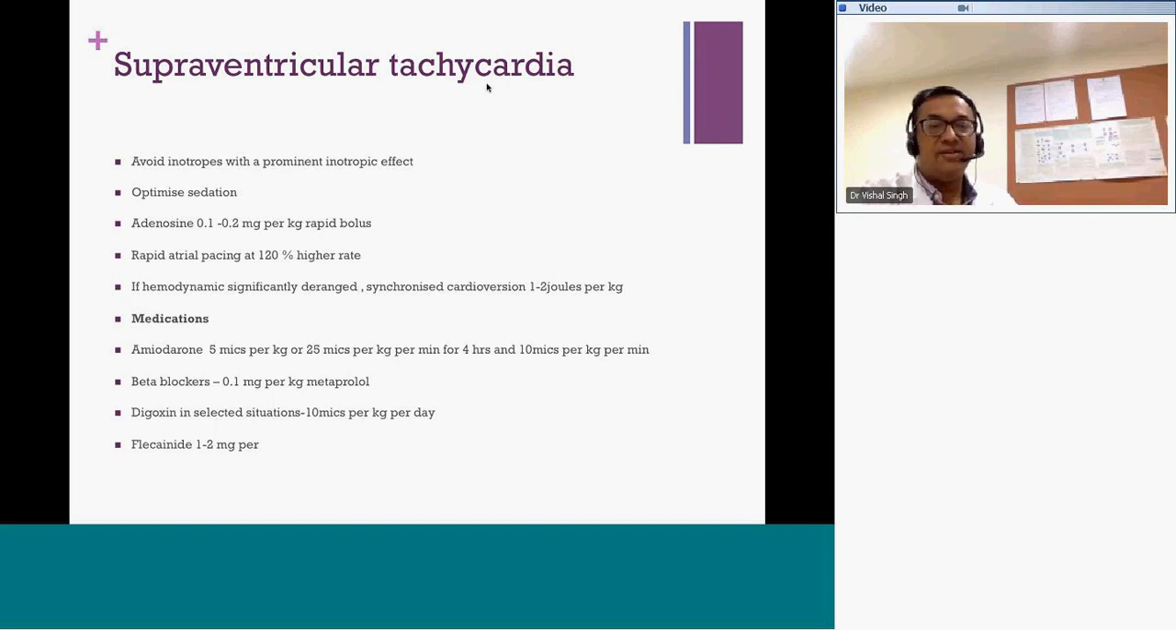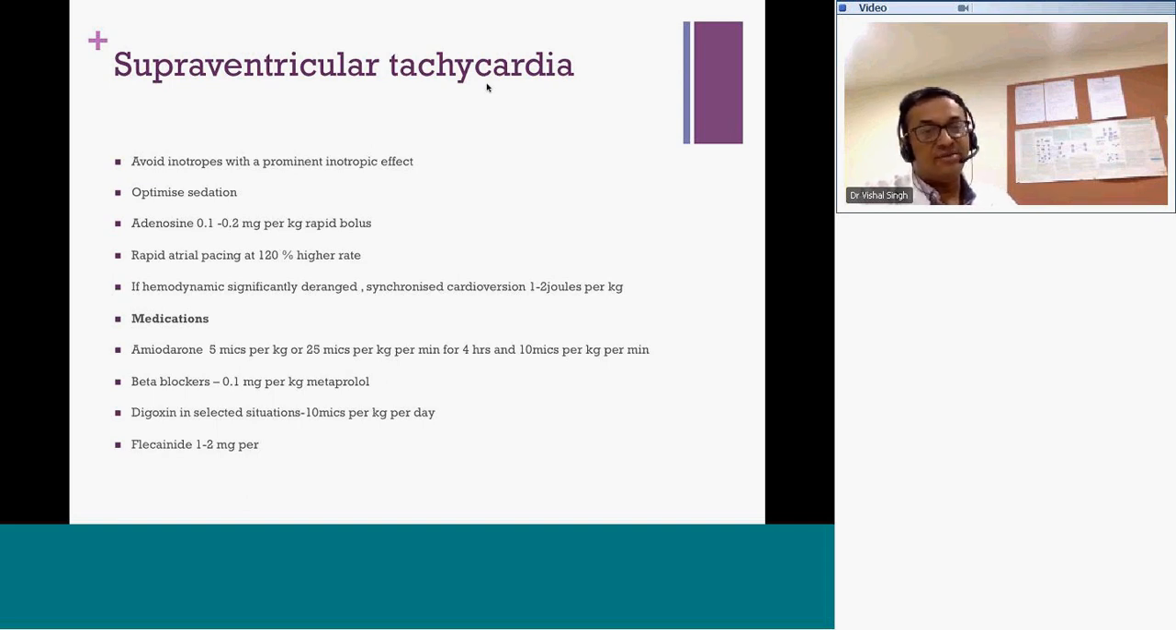If the SVT is in a hemodynamically significant range, synchronized cardioversion has to be given. If nothing is working, use synchronized cardioversion at 1 to 2 joules per kg. It is synchronized to the R wave on your ECG, and hence it's called synchronized cardioversion. This is different from defibrillation. Defibrillation is used for ventricular fibrillation or hemodynamically significant ventricular tachycardia. For SVTs, you use cardioversion. Okay.